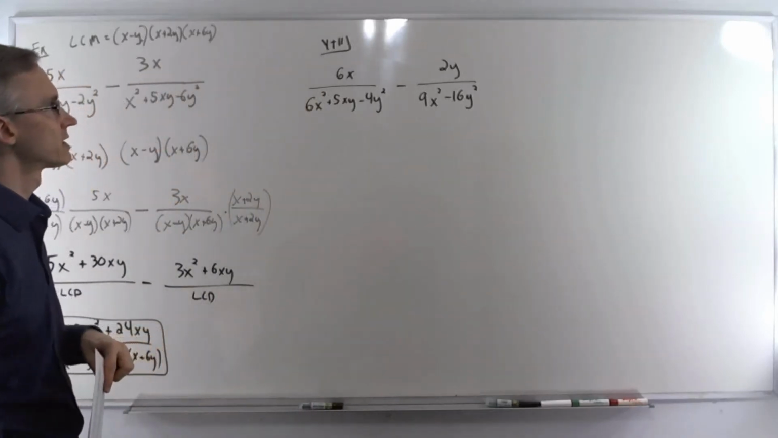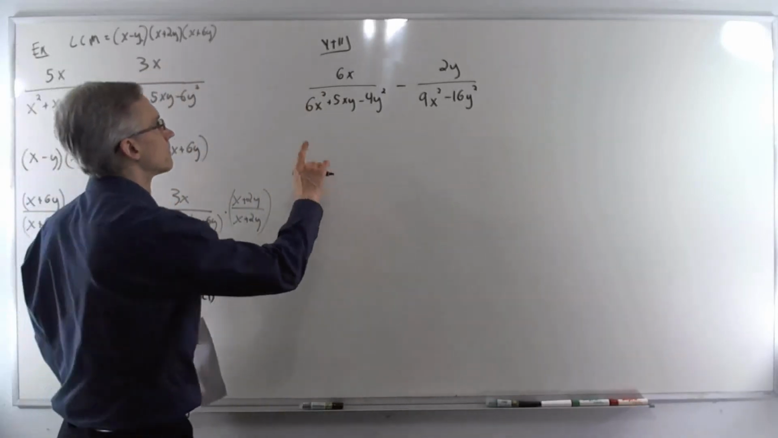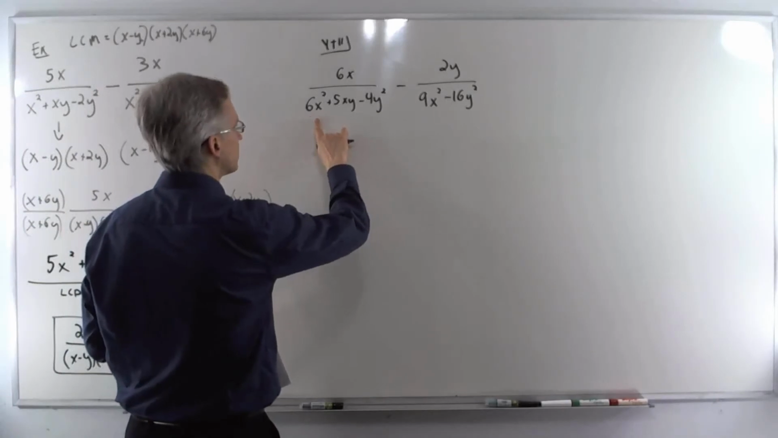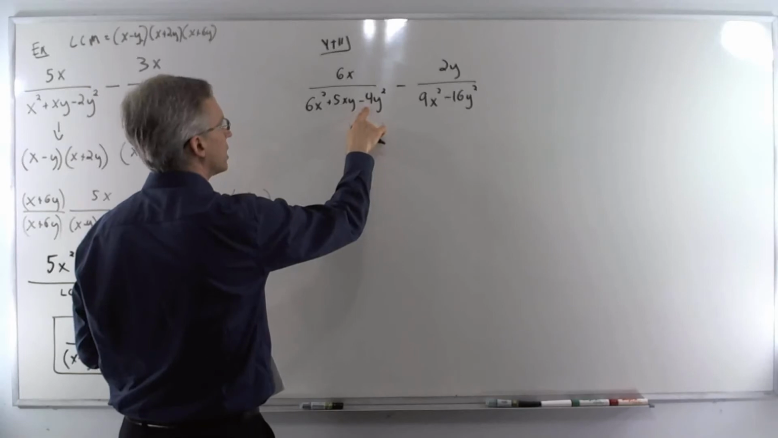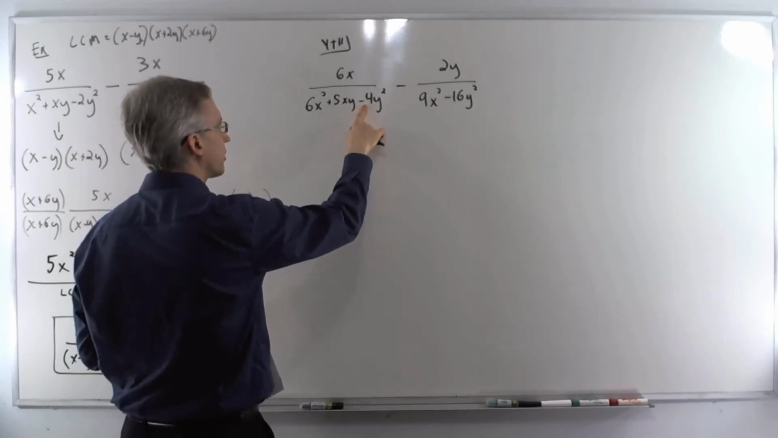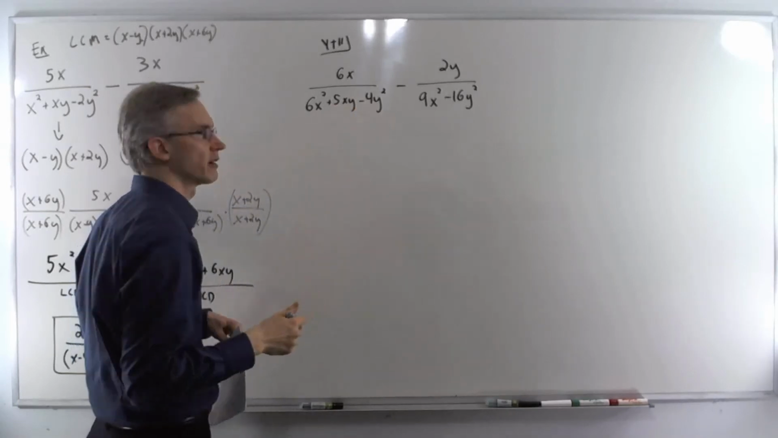So we're going to factor these. All right, we're going to use the AC method here. 6 times negative 4 is a negative 24. So we need two numbers that multiply to get negative 24 and add to get 5. So that's going to be negative 8 and 3.